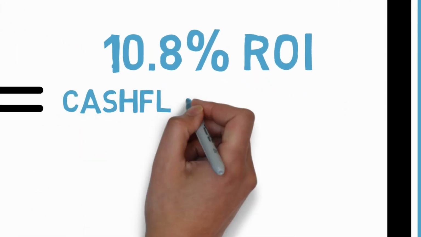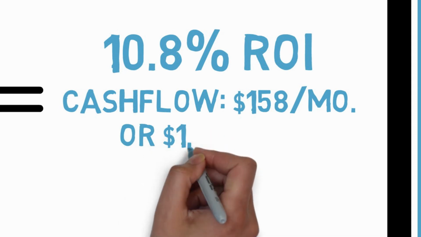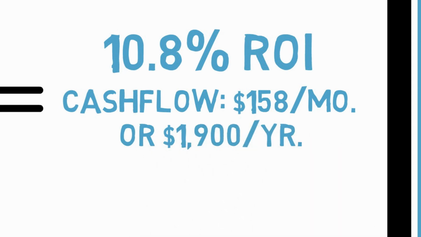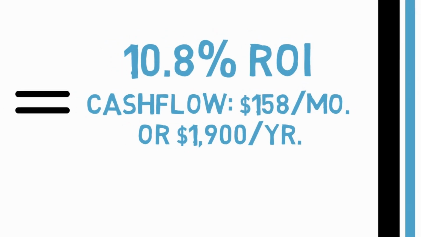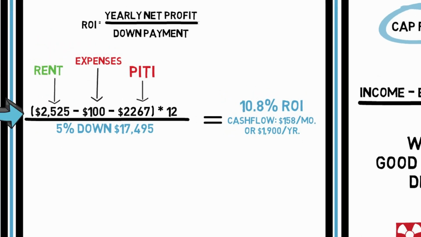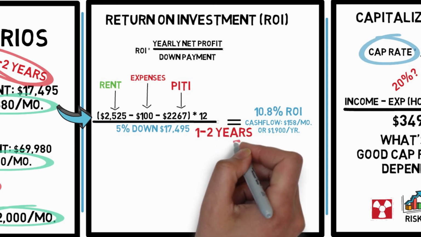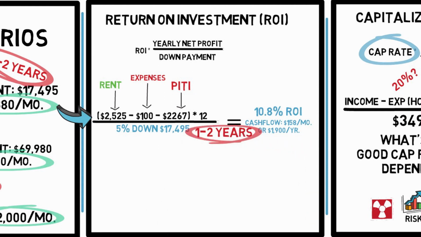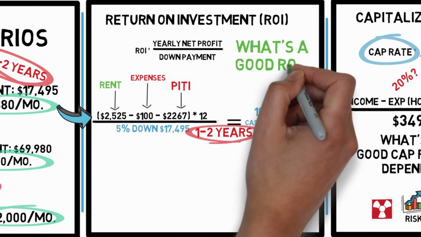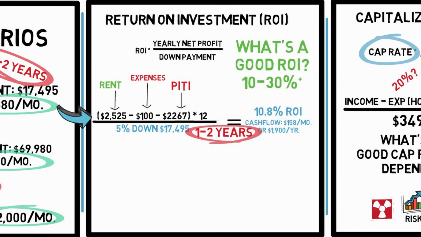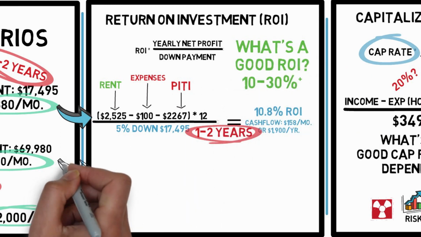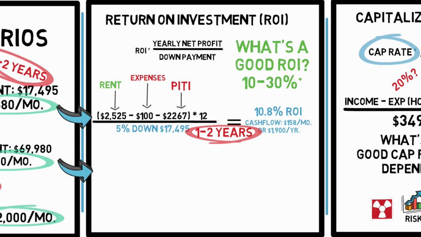In this case, that'll be about $1,900 a year. Not much, right? Well, you only put down $17,500. You're getting back $1,900 per year, which is 10.8% return. And you will only be able to legally rent the property after 1 to 2 years. Remember that. Now you may be thinking, well, what's a good return then? The truth is that it depends on you and the property, but usually a 10 to 30% ROI is considered good.